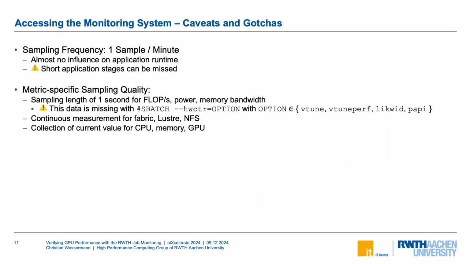A few caveats before we go into the details of how to use it. A note on the sampling frequency: we only sample once per minute. That has the advantage of having almost no influence on the application runtime, which means you get the core hours you actually allocated. But the challenge is that short application stages can be missed.